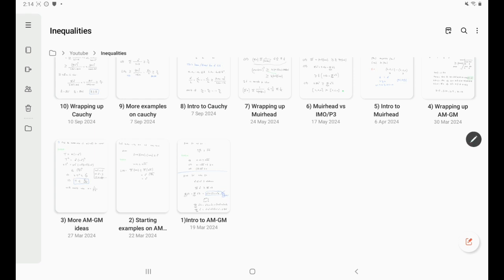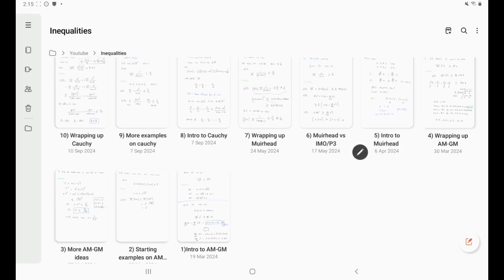So we started the playlist by discussing the AM-GM, the arithmetic mean, geometric mean inequality, which was basically the most important inequality, and it's a basic inequality that you're going to need in nearly all problems, whether you're solving a simple inequality or an advanced inequality as well. Then we discussed a hack for the AM-GM, which was Muirhead. Muirhead, as we saw, is a special version of the AM-GM, but it makes your life way easier when you have symmetric inequalities.